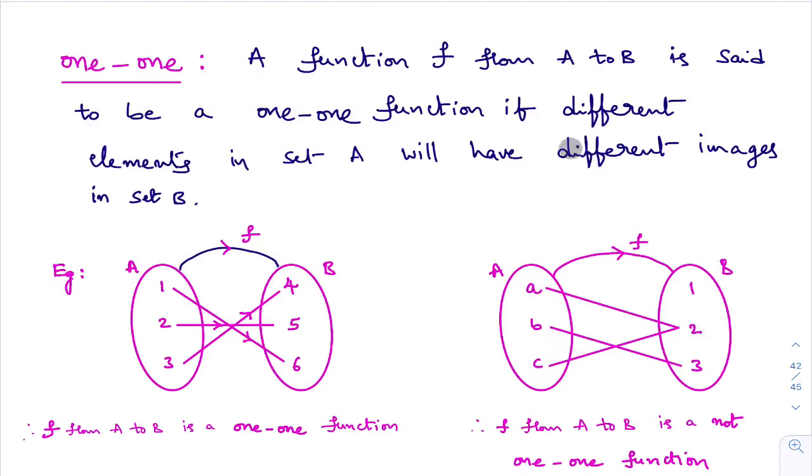2. Here what is the definition of a 1-1 function? Different elements in set A will have different images in set B. Here these are the different elements. They have same image in set B. I hope you are understanding. So different elements are having same image, but as per the definition, different elements must have different images in set B. So this is not an example for a 1-1 function. This function is not a 1-1 function. I hope you are understanding.